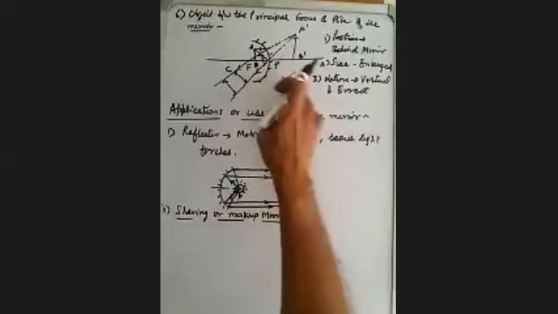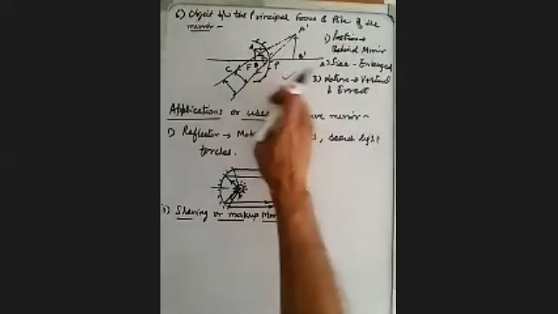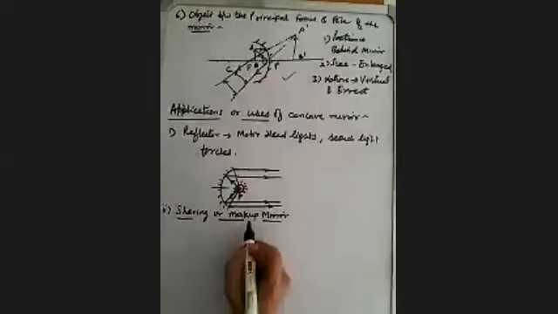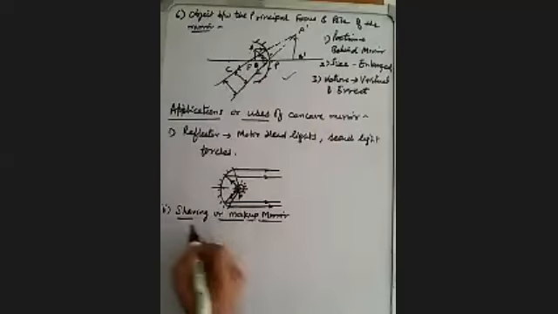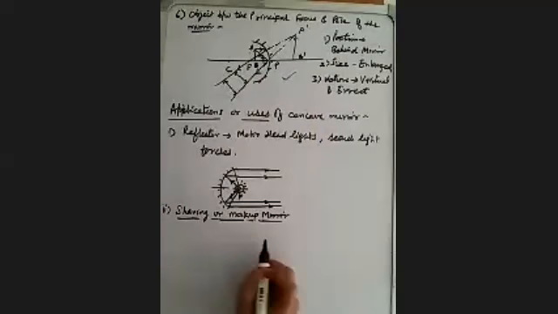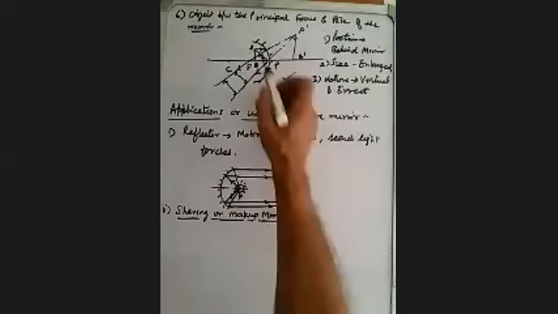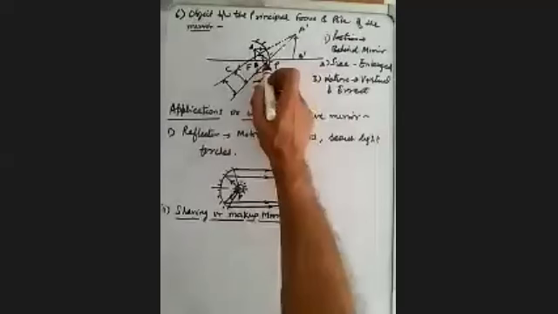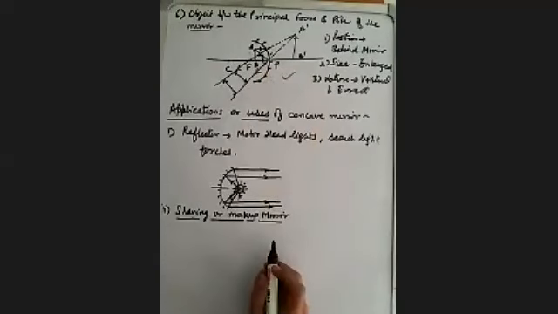So because it is erect and enlarged, we can see a bigger image of our face. When we see the bigger image of our face, we can use it as a makeup or shaving mirror. In this case, the face of the person is close to the mirror, and he or she sees a larger image of himself or herself.